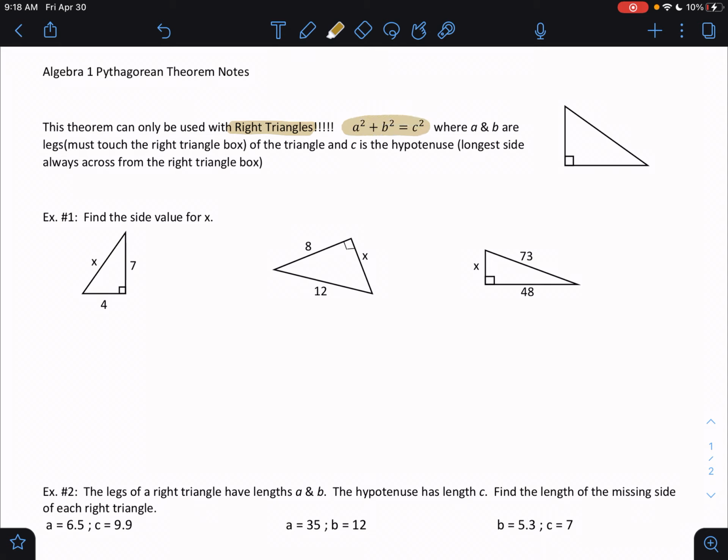A and b are the legs. The legs are like right here and right here, the sides that are touching that box in the corner, which remember means 90 degrees, which makes it a right triangle. So remember it's 90 degrees, and we want to look for that little box in the corner of the triangle.